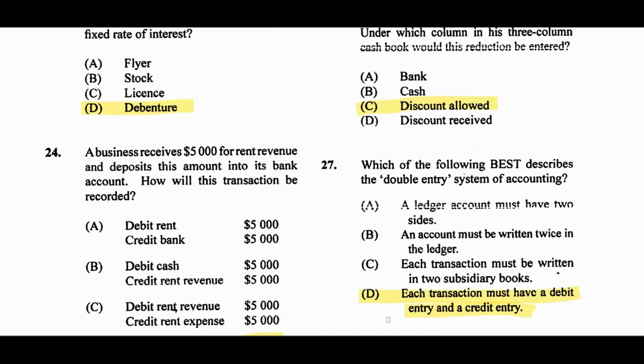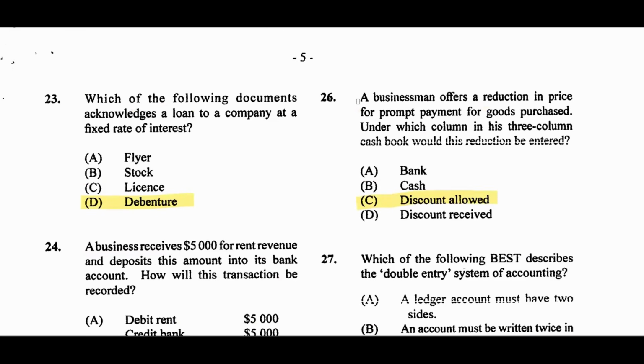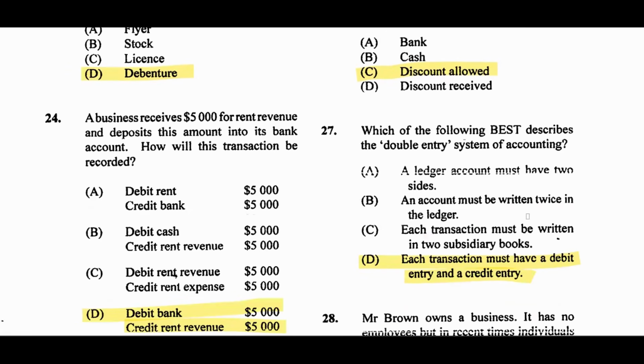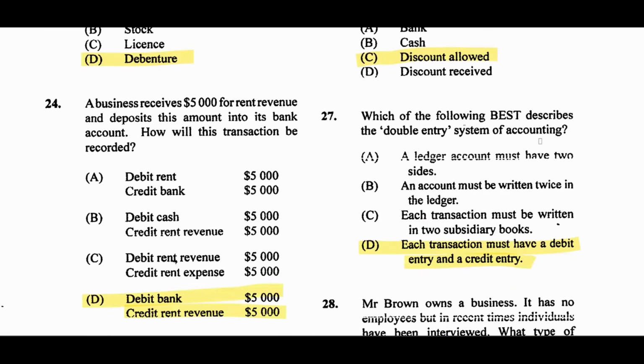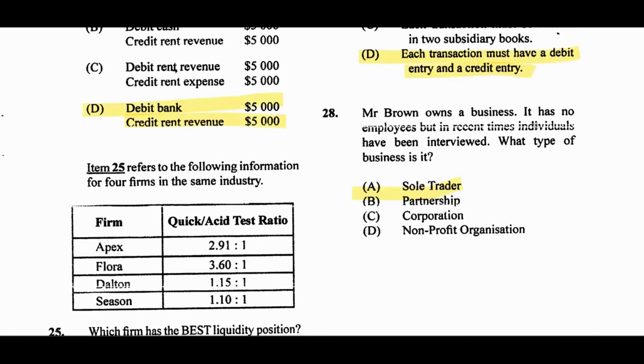Good. Question 26. A businessman offers a reduction in price for prompt payment for goods purchased. Under which column in his three-column cash book would this reduction be entered? Business person is giving discounts. Therefore, in his book, that will be discount allowed. Nicely done. Question 27. Which of the following best describes the double entry system of accounting? Double entry, as you know, each transaction must have a debit and a credit entry. Answer should be D. Time for us to move on to question 28. Mr. Brown owns a business. It has no employees, but in recent times, individuals have been interviewed. What type of business is this?